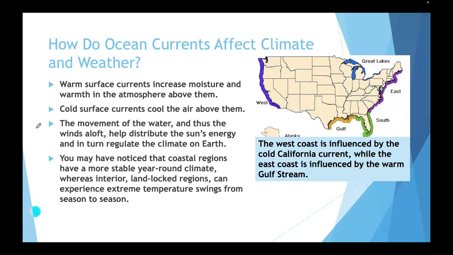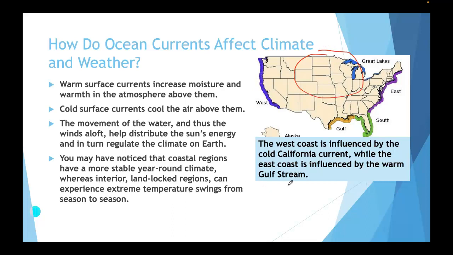So what we have is, in places that are along the coast, we have this stable year-round climate, which tends to stay without huge fluctuations in temperature, maybe 10, 15 degrees. But in the landlocked regions, like we are here out in the Midwest, we have these huge extreme temperature swings.